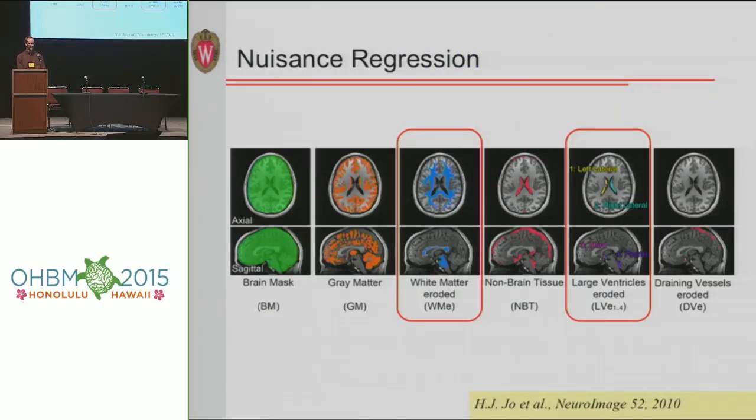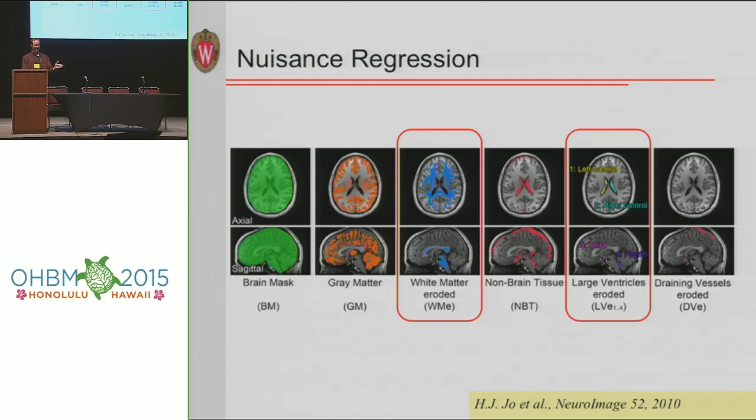Another way that people have proposed to correct for that is, instead of just trying to derive it from the physiological signals, which sometimes you may not have, to average the signal in areas where you don't expect to see neural function. So for example, in the white matter or in the ventricles. So you would average the signal in that and use that as nuisance regressors. And as you saw from that first slide, the average signal in the white matter still reflects some of these breathing related changes.